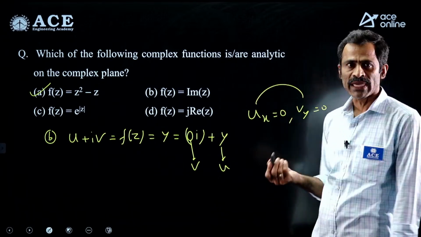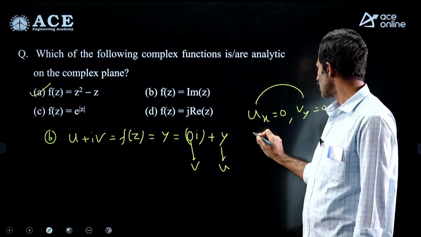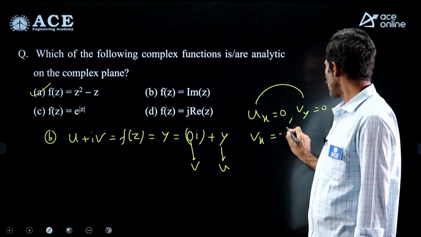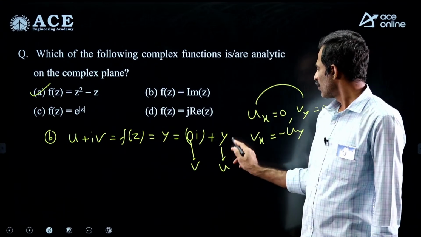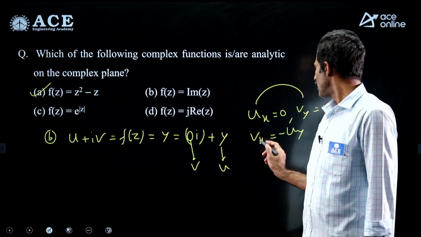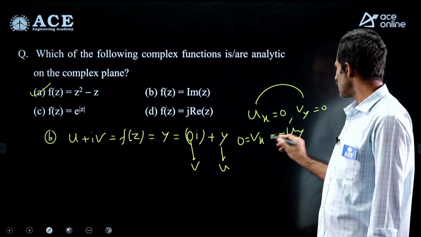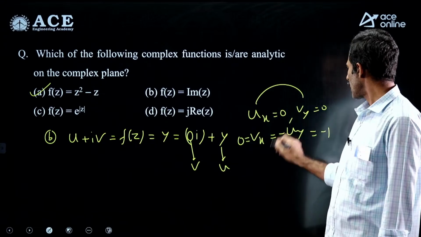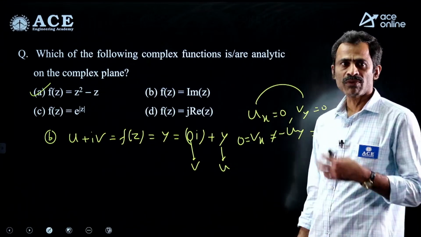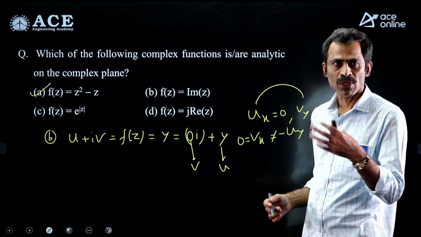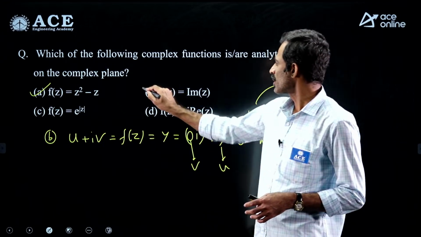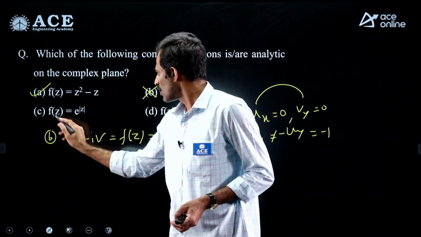The first CR equation is satisfied. Now let us check the second CR equation, vx equal to minus uy. But from this, v with respect to x is 0, and u with respect to y is 1, so uy equals 1 and minus uy equals minus 1, and these two are not the same. The second CR equation is not satisfied, so it is not analytic.